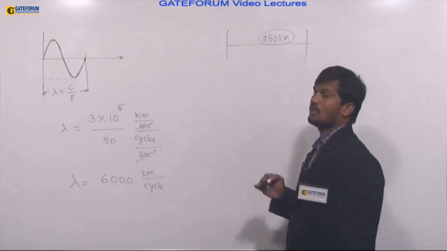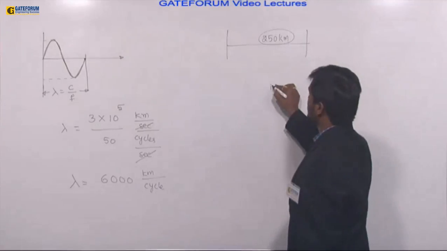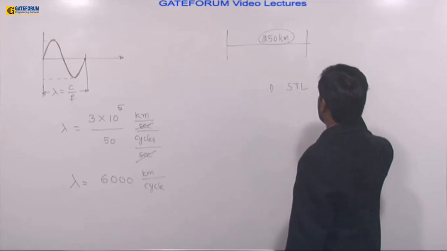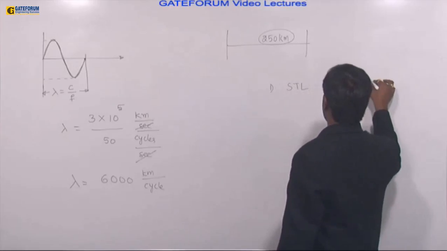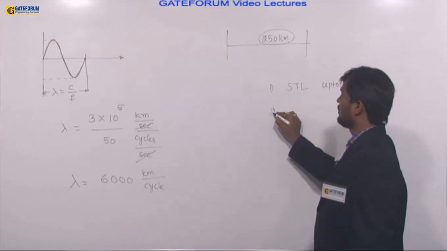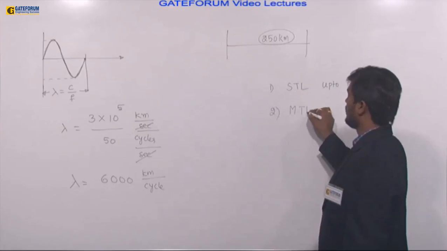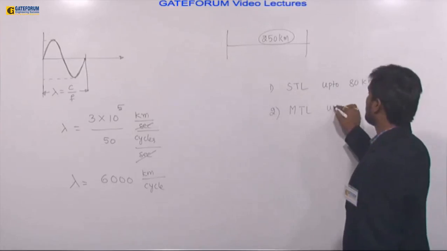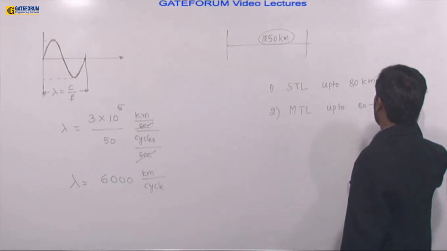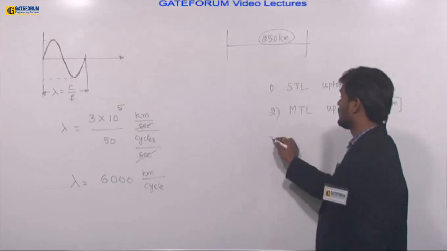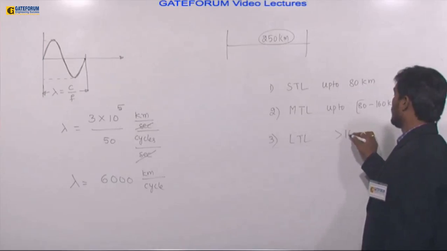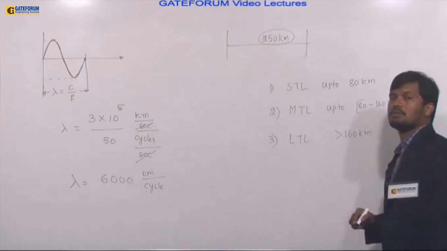We know that there are different transmission line models that depend on physical distance. The first one is the short transmission line, up to 80 kilometers. What is STL? Short transmission line. The second one is the medium transmission line, MTL, from 80 to 160 kilometers. The third one is the long transmission line, greater than 160 kilometers.